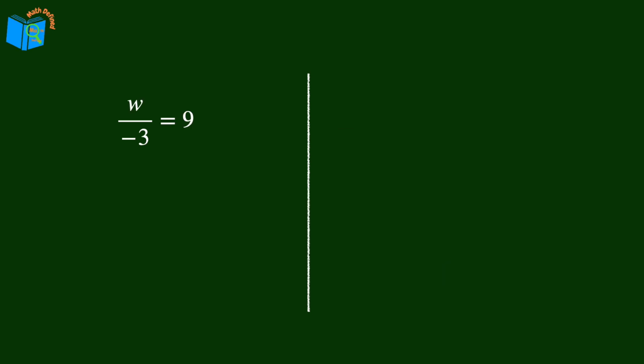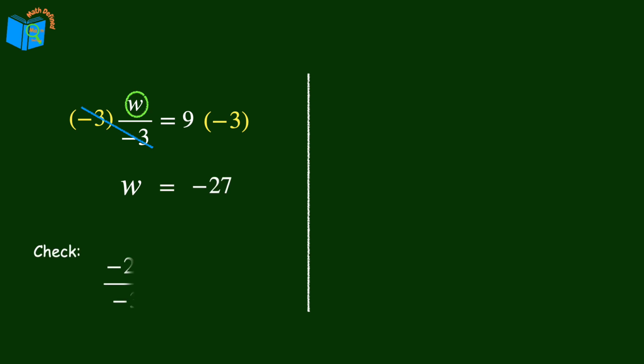This one looks a little different because of the placement of the negative sign, but the process is the same. The variable w is divided by -3, so we'll multiply both sides by -3. The -3's cancel out on the left, leaving w. On the right, +9 times -3 equals -27. Let's check. -27 divided by -3 equals +9. Awesome.